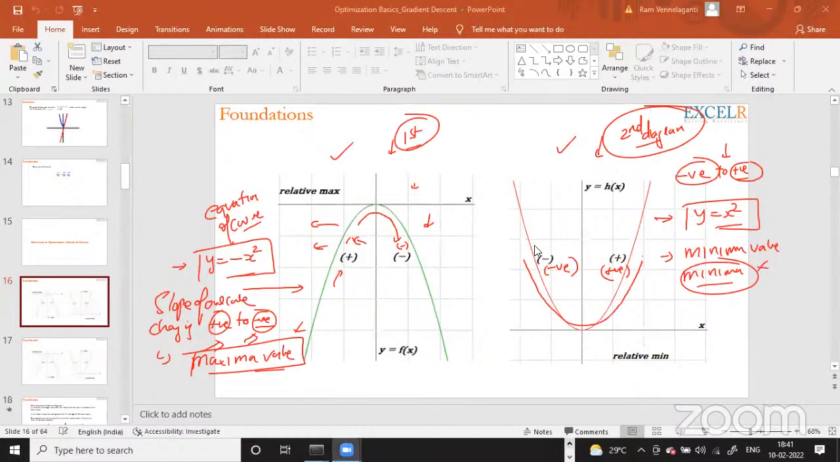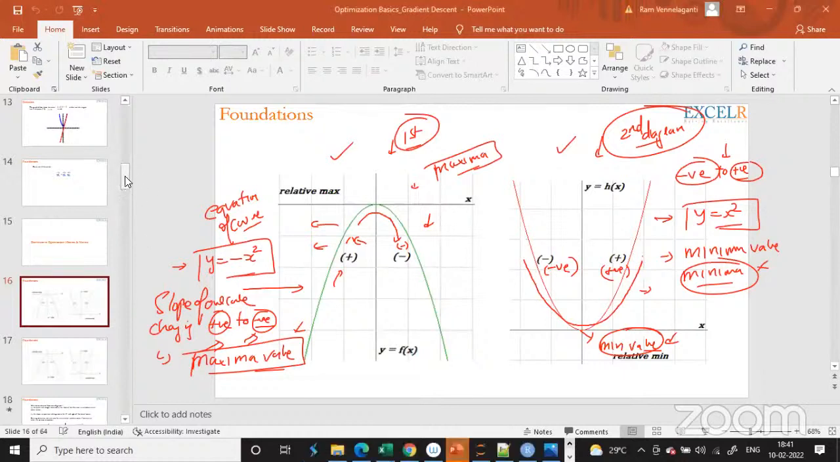When the slope is changing from negative to positive, what is that minimum value? This point is going to be that minimum value. So when the slope is changing from negative to positive, your curve is going to have a minimum. When the slope is changing from positive to negative, your curve is going to have a maxima. All these are important points that we have to remember.